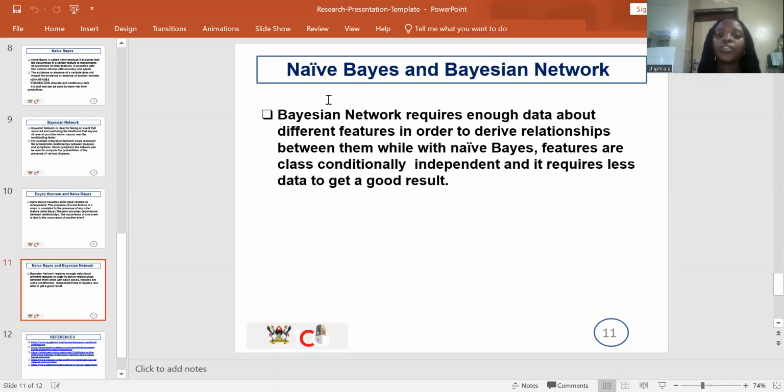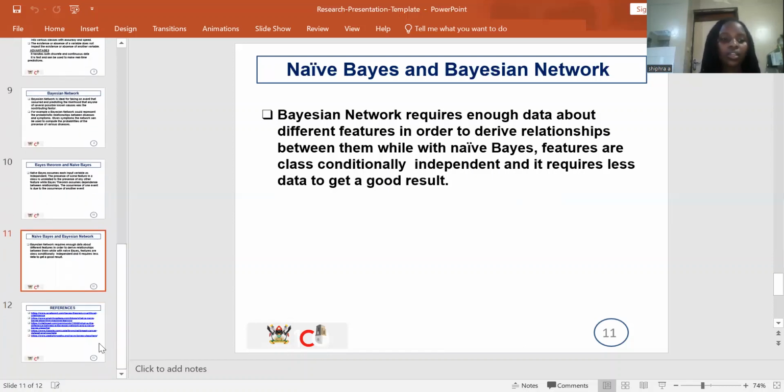Now we have the difference between Bayes' theorem and the Bayesian network. A Bayesian network requires enough data about different features in order to derive relationships between them. It has to have enough data to differentiate those features and then talk about their relationships. But with Naive Bayes, features are class conditionally independent. Each feature appears on its own, and given this feature, it doesn't mean that there is another feature. And it requires less data to get a good result.